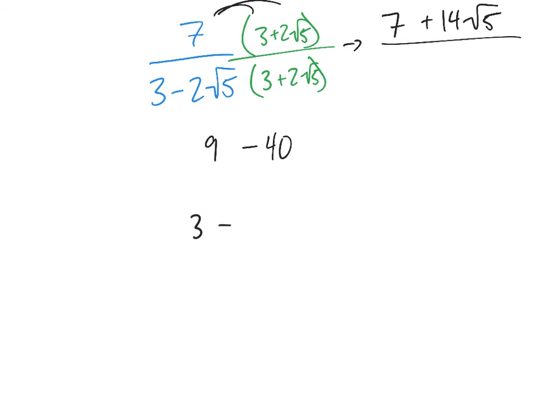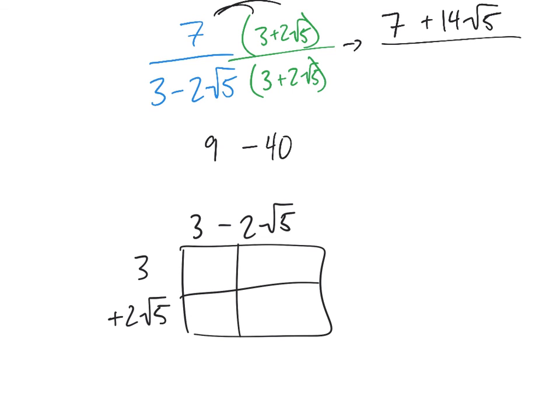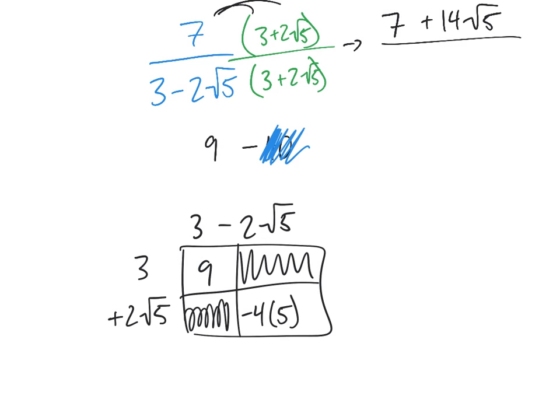So 3 minus 2 root 5, 3 plus 2 root 5. Really, all I need to do is, I know that this box and this box are going to add to 0 because of the pattern that I've been seeing. So I can rewrite this as 9, and then this is going to be -4 times 5. Whoops, that was my mistake. So it's not 20, it's 40. It's not 40, it's 20. So this is minus 20.